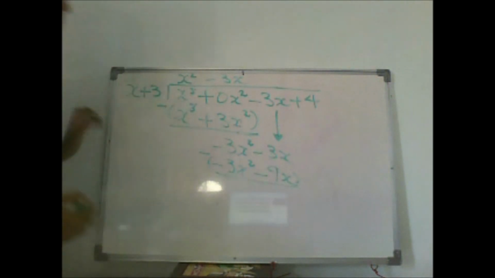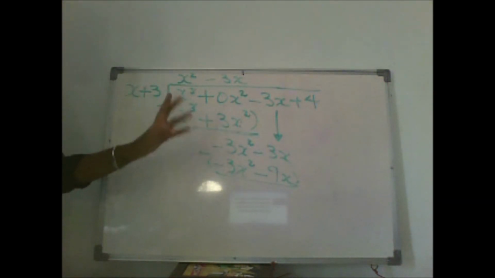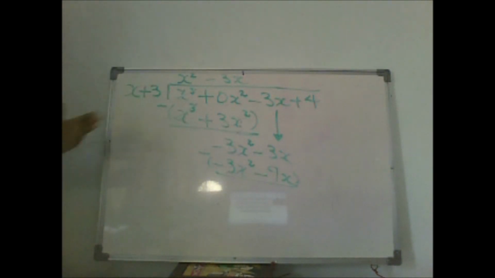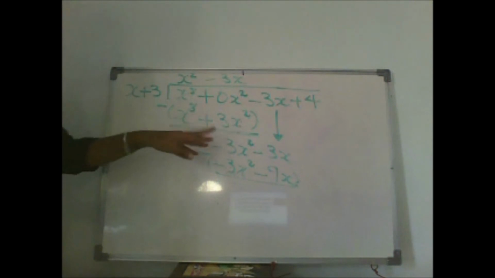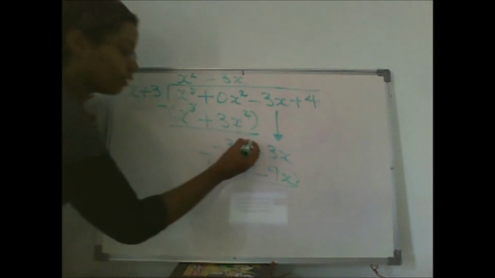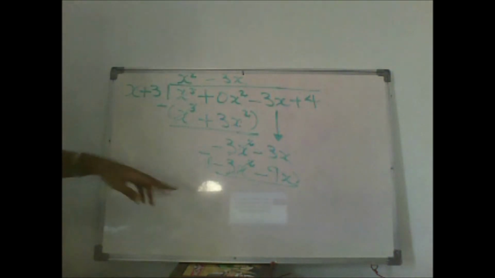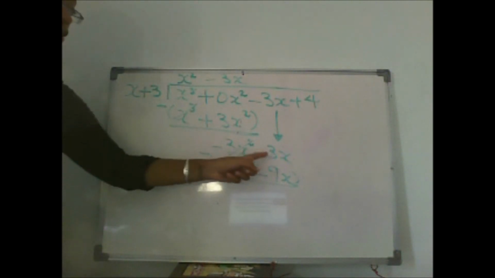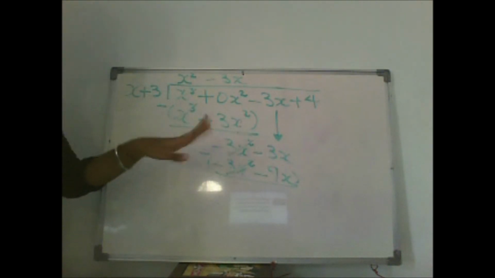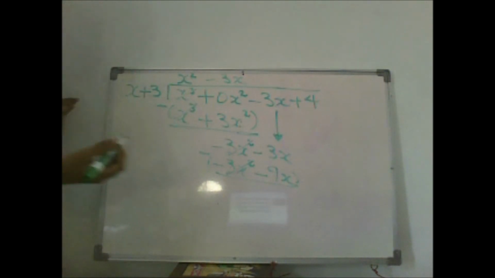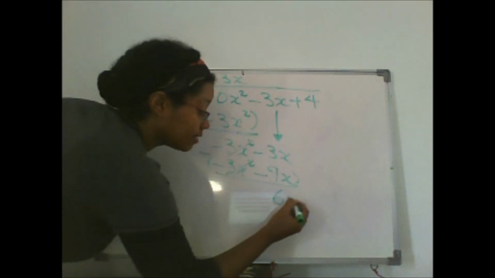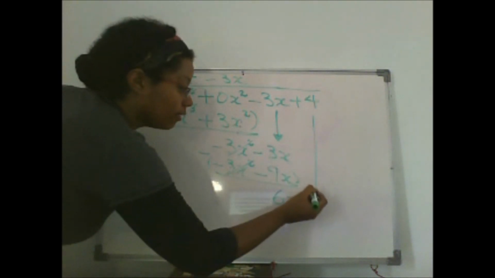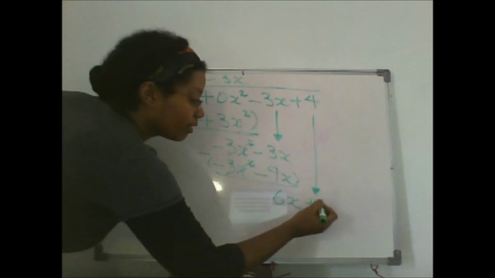Very carefully. So we have negative 3x squared minus negative 3x squared. Minus and minus become positive. So this is negative 3x squared plus 3x squared, which gives us 0. Same as over here. We have negative 3x minus negative 9x, so that's saying negative 3x plus 9x, or 9 minus 3, which gives us 6x. Positive 6x. Let me bring this down. Plus 4.